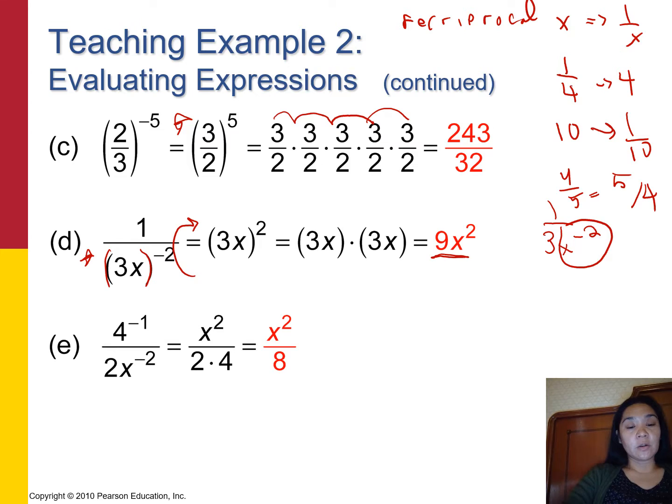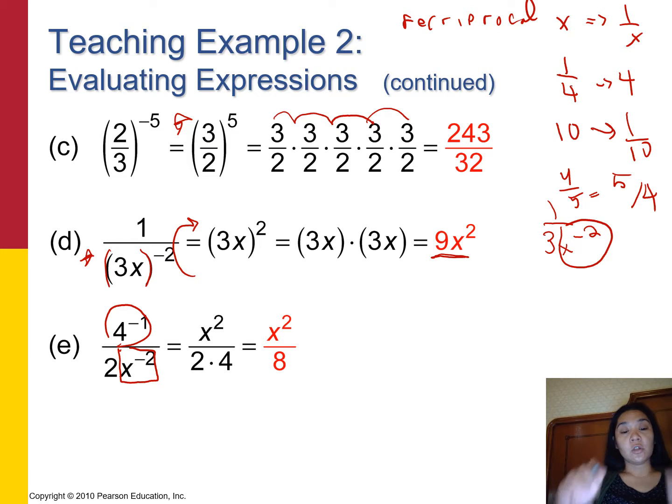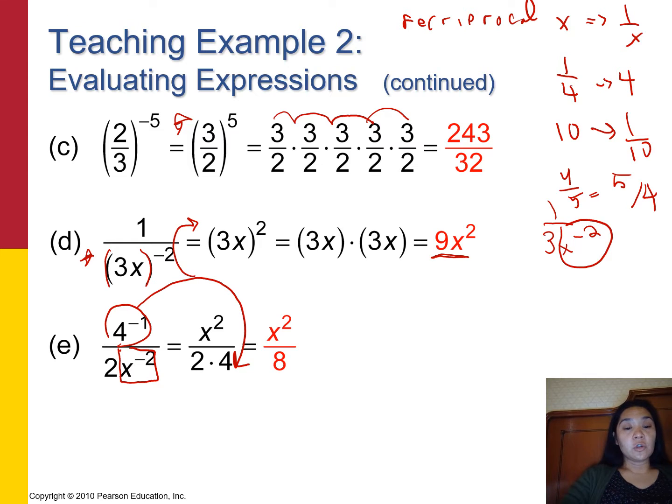So this last one here, notice they have 4 to the negative 1. And notice here, 2x to the minus 2, there's no parentheses around the 2x, so it's only x to the minus 2, not 2x to the minus 2. Notice this 4 goes on the bottom and just makes it 4. The 2 stays where it's at, and this x to the minus 2 comes on top to become x squared. And so this is x squared over 2 times 4, which is 8.